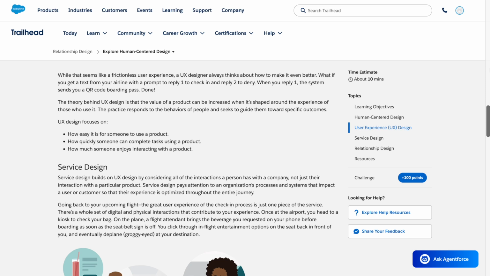Done. The theory behind UX design is that the value of a product can be increased when it's shaped around the experience of those who use it.